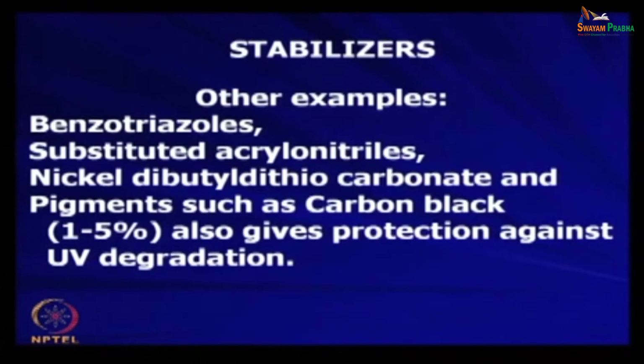Other examples: benzotriazole, substituted acrylonitriles, nickel dibutyl thiocarbamate, pigments, carbon black 1 to 5%, also give protection against UV radiation. I did a substantial level of research in my lab on this degradation and stabilization of polymers earlier. So, my experience is that if you can develop any agent which can break to form free radicals, and if that free radical is stabilized by the group to which it is attached, then that can act as a very good stabilizer for your polymer.